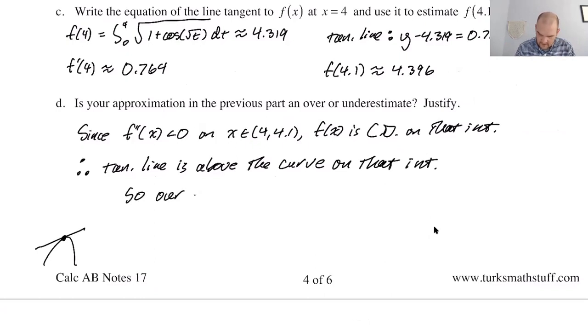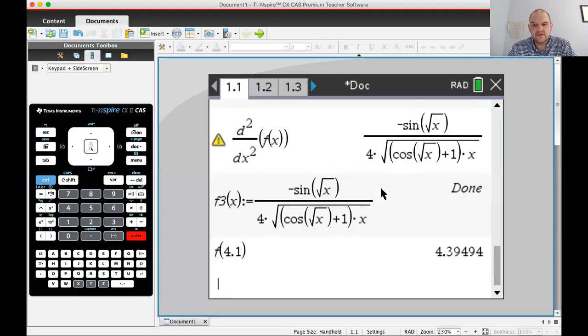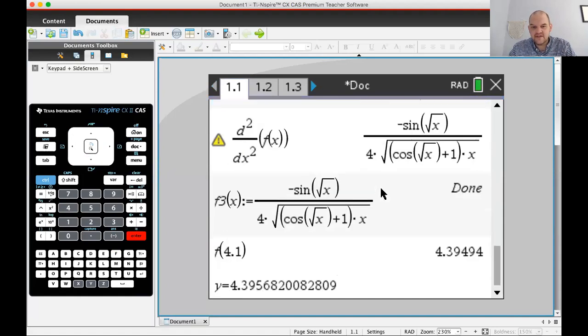So our estimate is an overestimate, which means that we know that f of 4.1 is less than 4.396. I'm going to risk going back to the calculator, because I want to see if we can do it. Let's see what the calculator says that f of 4.1 is. So 4.39494, and our approximation is this. So we got 4.39568. So we definitely got an overestimate.